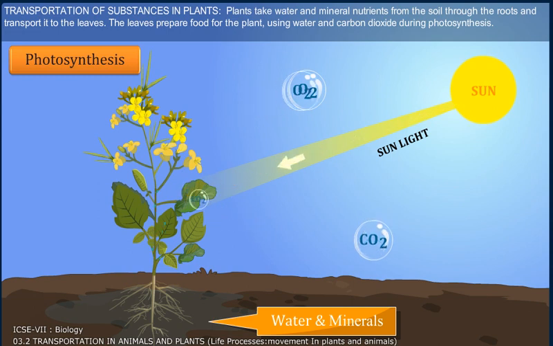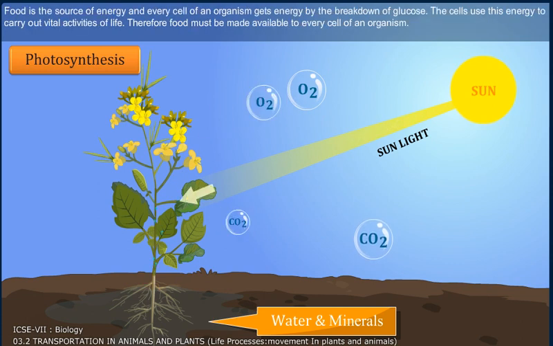Transportation of substances in plants. Plants take water and mineral nutrients from the soil through the roots and transport them to the leaves. The leaves prepare food for the plant using water and carbon dioxide during photosynthesis. Food is the source of energy, and every cell of an organism gets energy by the breakdown of glucose. The cells use this energy to carry out vital activities of life.